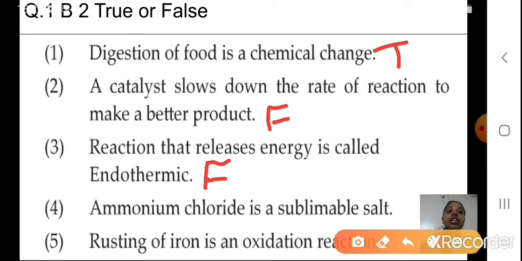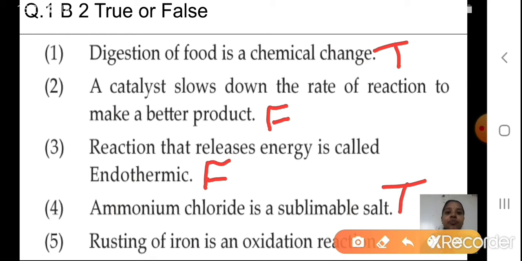Ammonium chloride is a sublimable salt. Sublimation you have already studied. Is it true? Yes, it's a true statement. Rusting of iron is an oxidation reaction. Is it an oxidation reaction, students? Rusting of iron, does it involve an oxidation reaction?